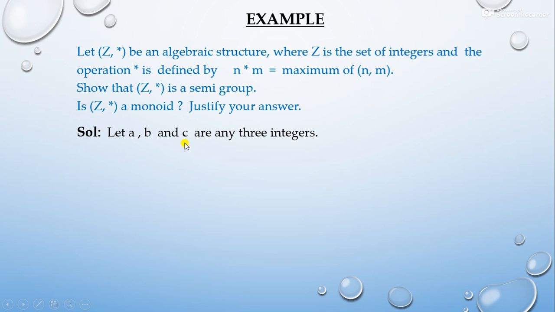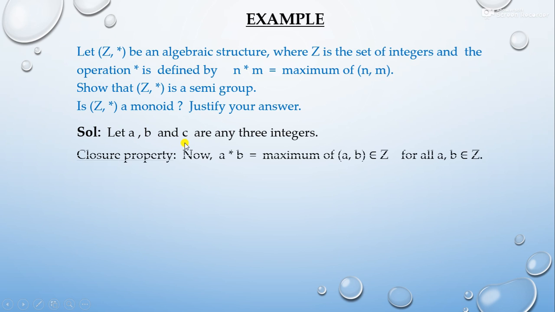Suppose we take three elements A, B, C belonging to Z. If we talk about the closure property, we assume for all A, B belonging to Z, A star B, the binary operation, represents the maximum of A, B. Obviously, if we take two elements A and B from the set Z, the maximum of either A or B also belongs to Z, so it holds the closure property.